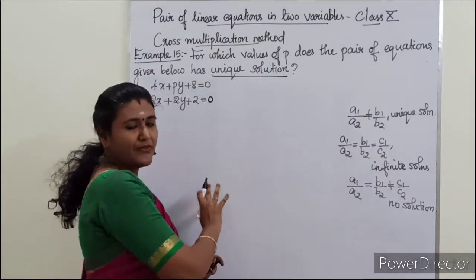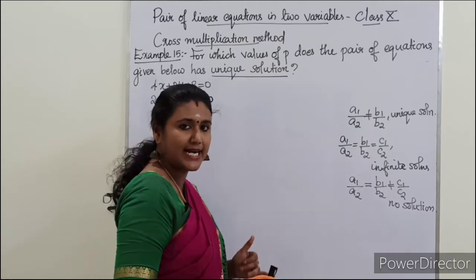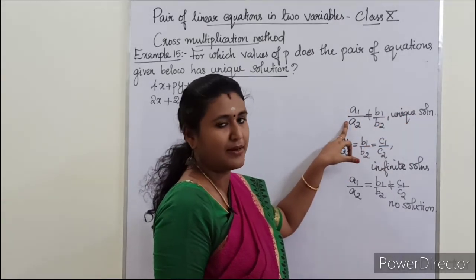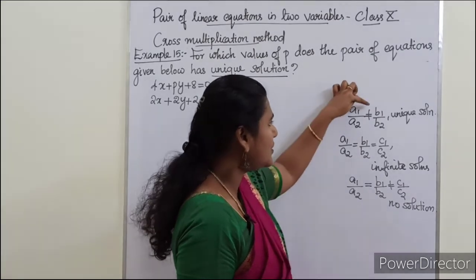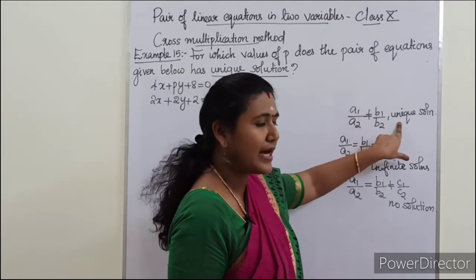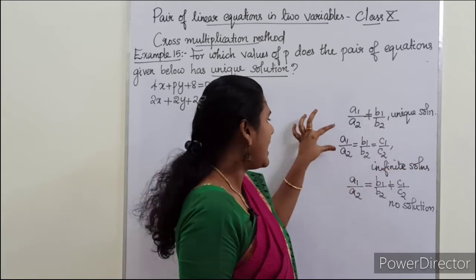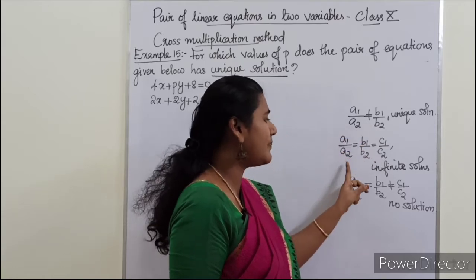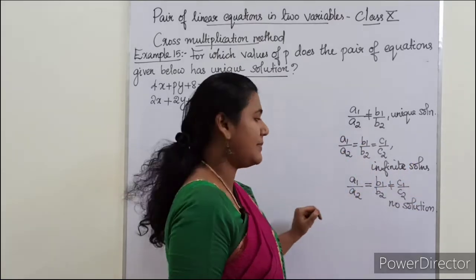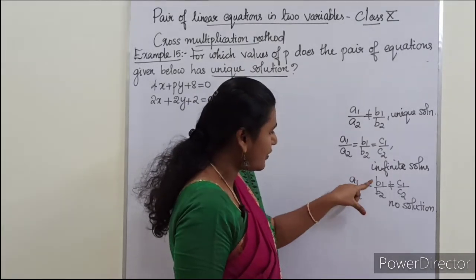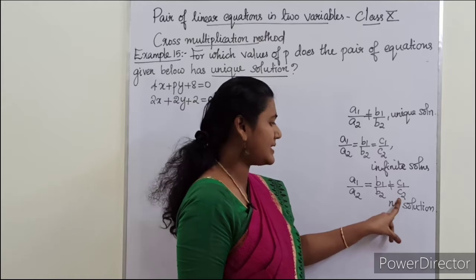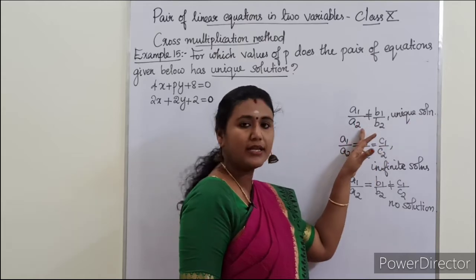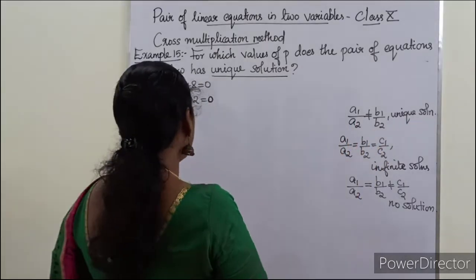So before doing this sum, we will just have a recall of what we have studied earlier, the relation between the solution and the coefficient of the variable. So here a1 by a2 not equal to b1 by b2 if the pair of equation has unique solution. And a1 by a2 is equal to b1 by b2 is equal to c1 by c2 if the pair of linear equation has infinitely many solutions, and a1 by a2 is equal to b1 by b2 not equal to c1 by c2 if it has no solution. So these are the relations between the solution and the coefficient of the variable. Now we will do the sum.